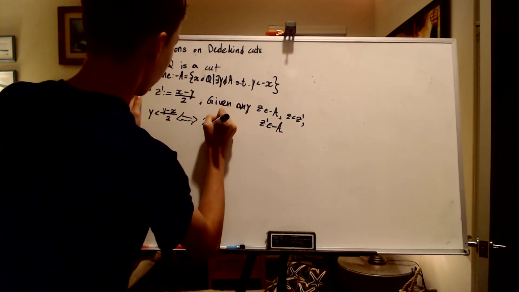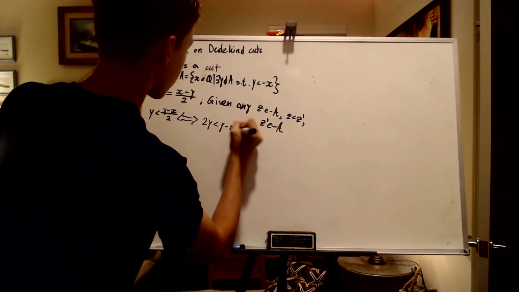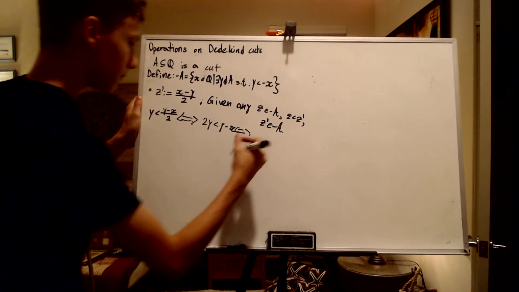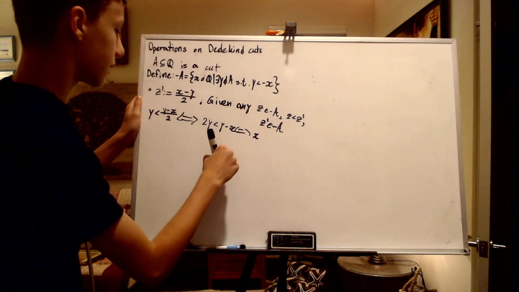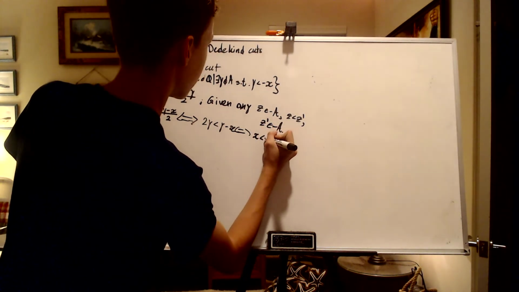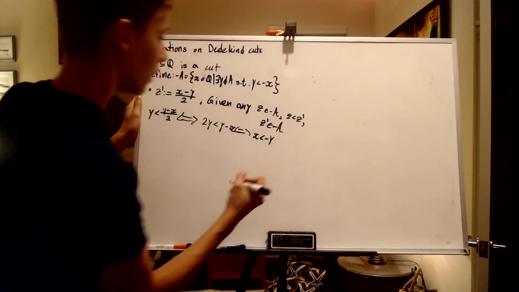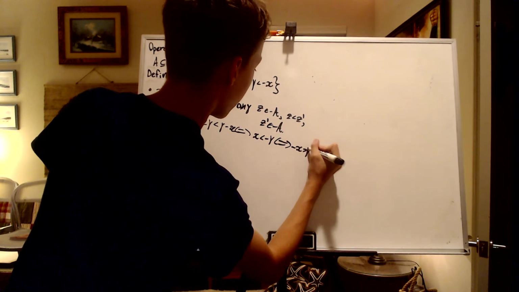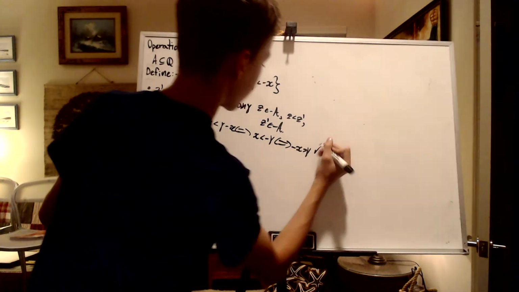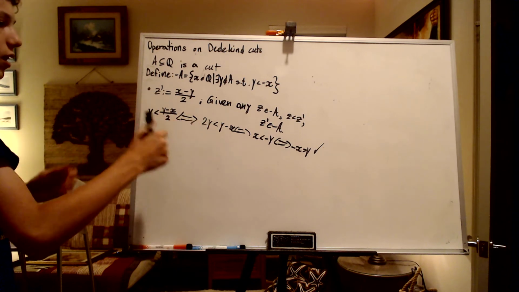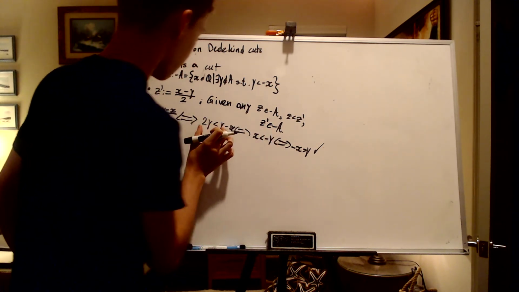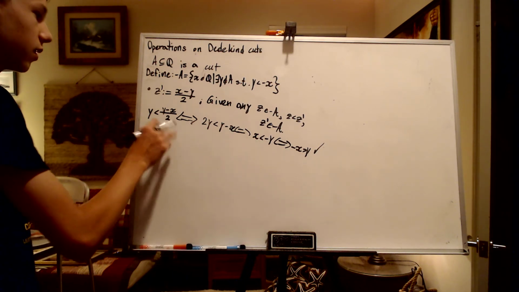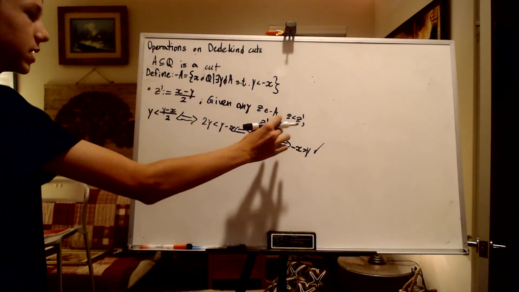Well, we have 2y less than y minus x, if and only if x is less than negative y, if and only if negative x is greater than y. And that checks out. Therefore all of these steps are reversible, and therefore z prime is in negative A.